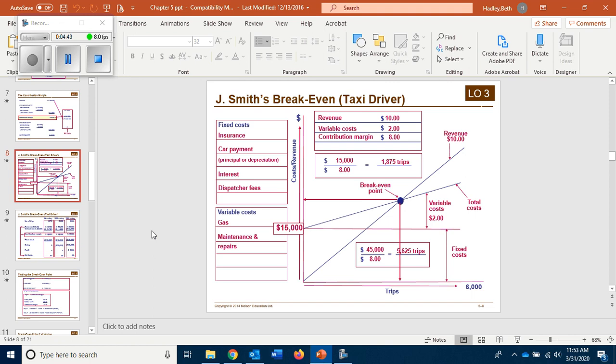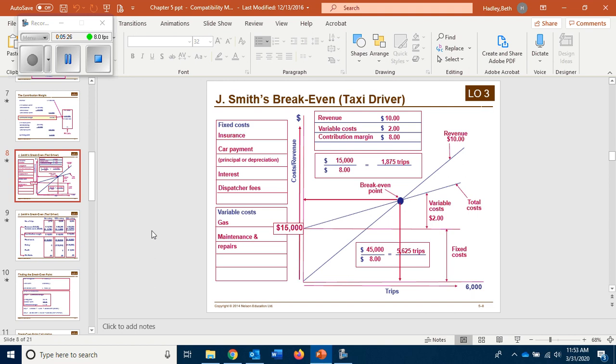So they're going through an example here. Jay Smith's break even, a taxi driver. I know the slide is really quite busy, so don't let it intimidate you. What they're talking about here is that for every $10 in revenue, so right at the top of the screen, you can see for every trip, it's approximately $10. So for every $10 in revenue that Ms. Smith makes, she has a variable cost of $2.